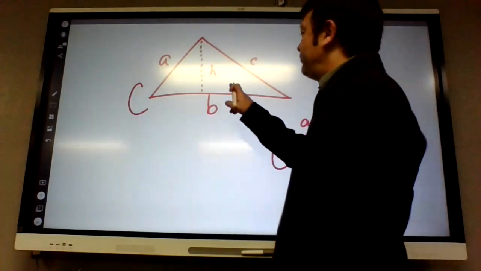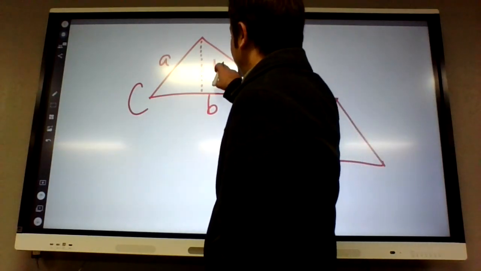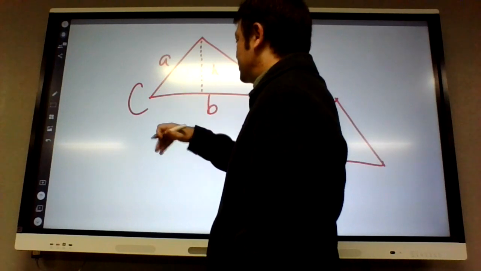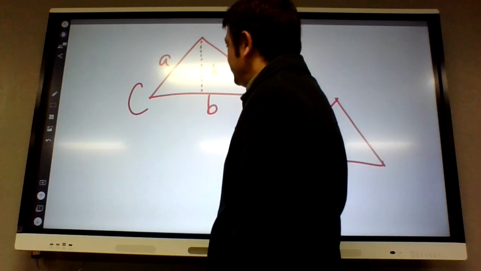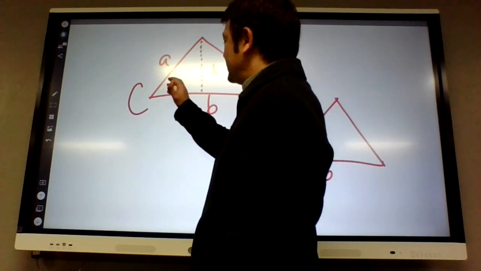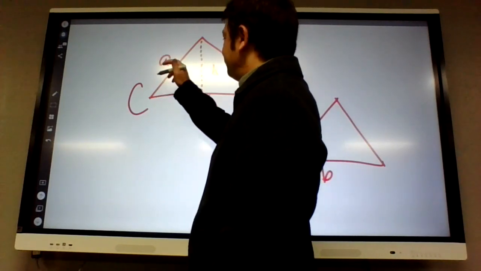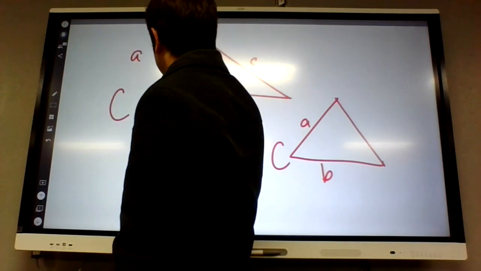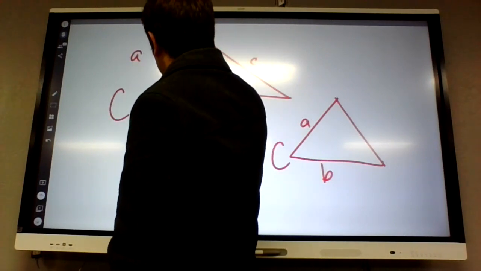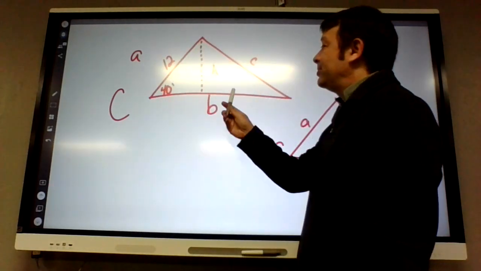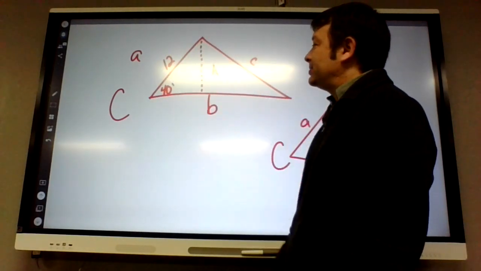Okay, so if we don't know the height, that's the problem. How can we figure this out? But we know A and B and angle C. Let's put some numbers in here. Let's say C was 40 degrees, and side A was 12. How could we find side H?